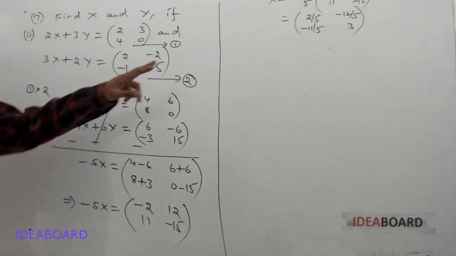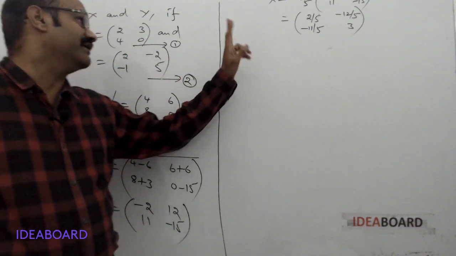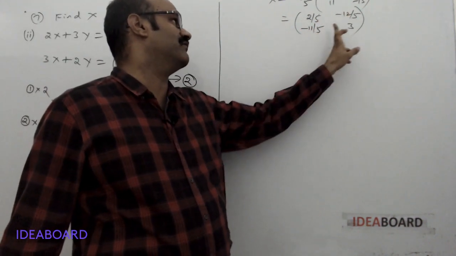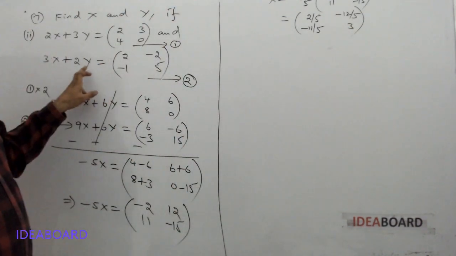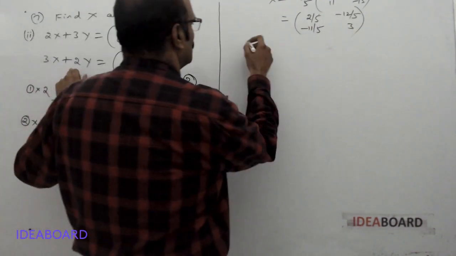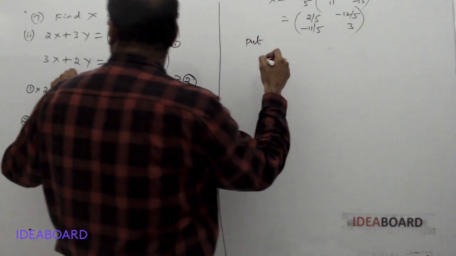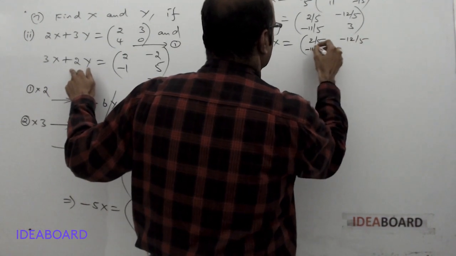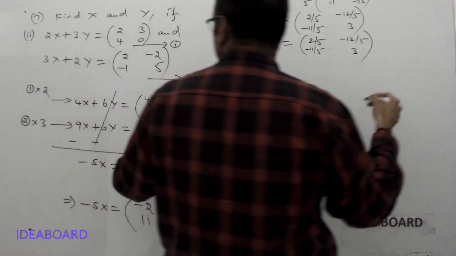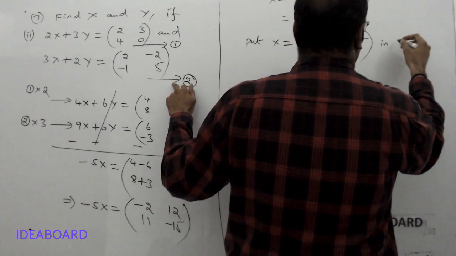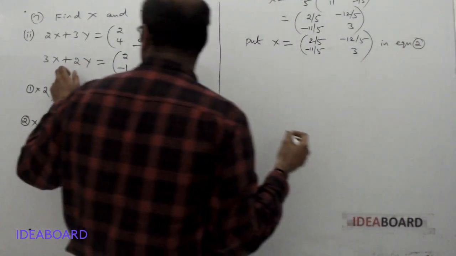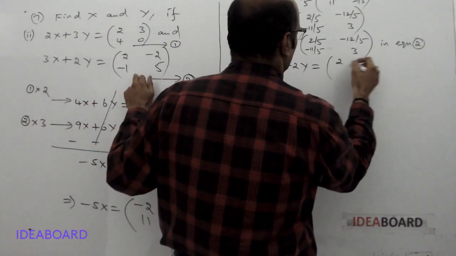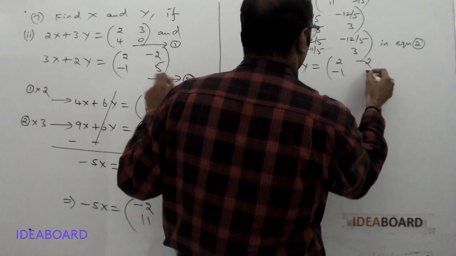Now here we have to find the matrix Y. So to find the matrix Y, put x equal to 2 by 5, minus 12 by 5, minus 11 by 5, 3 in equation 2 or in equation 1, anyone. In equation 2, it implies 3x plus 2y equal to 2, minus 2, minus 1, 5.